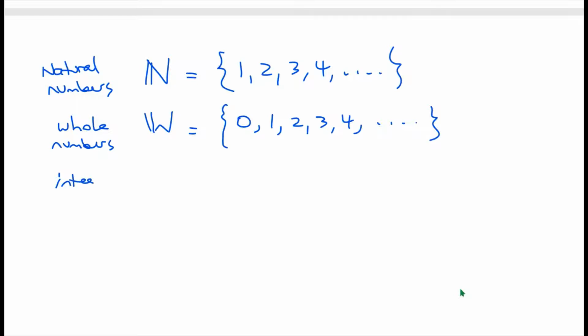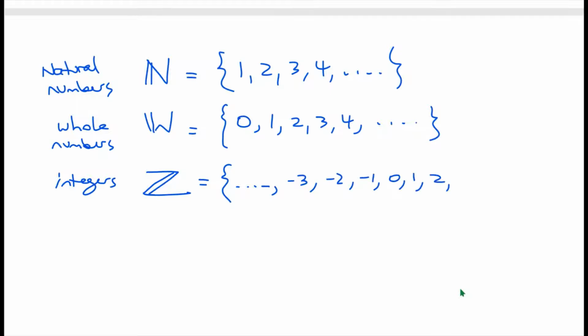The next one is called integers. Integers is a capital Z with a double bar, and that is all of the whole numbers, but also the negative whole numbers. So all the way up to then -3, -2, -1, 0, 1, 2, 3, and so on. So follow the pattern on both sides.